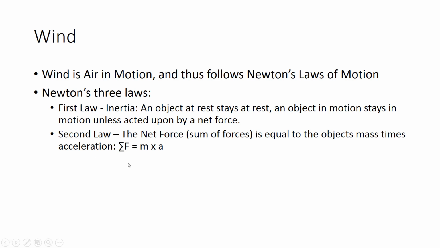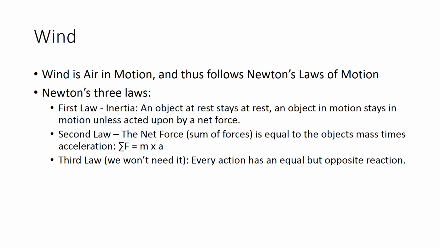And that net force is this sigma F over here. So sigma just means sum, F means force. And according to Newton's second law, the net force on an object is equal to the object's mass times its acceleration. Now, what does that mean? Well, and then the third law real quick, every action has an equal but opposite reaction. That's how thrust works. But let's go back to the second law now.